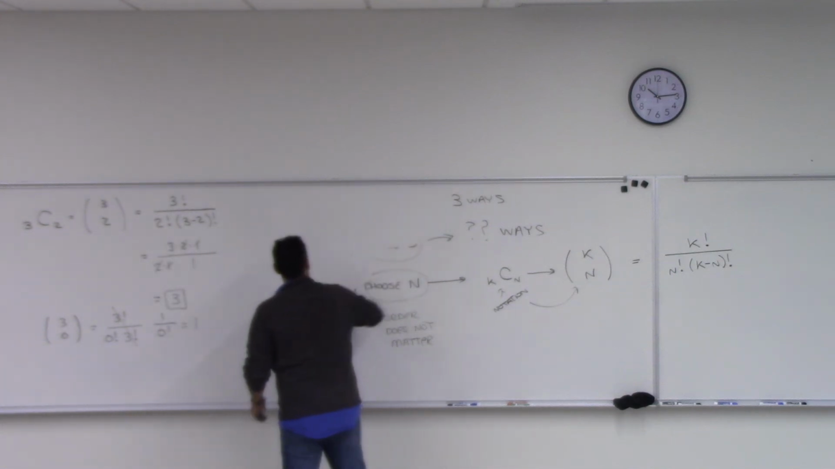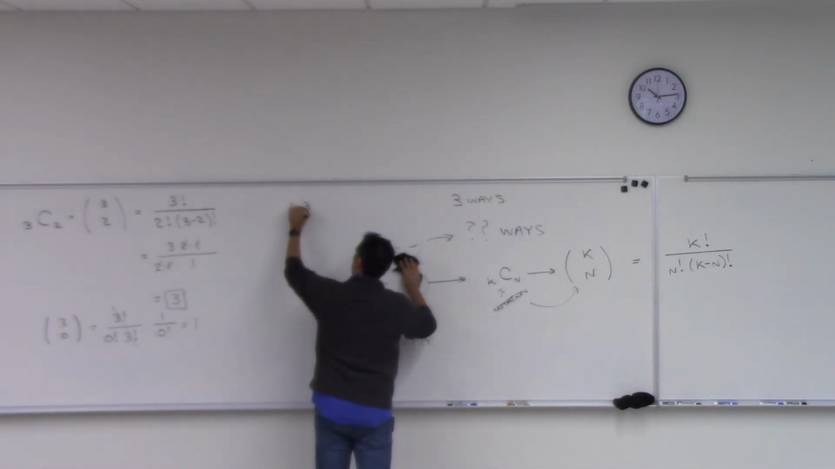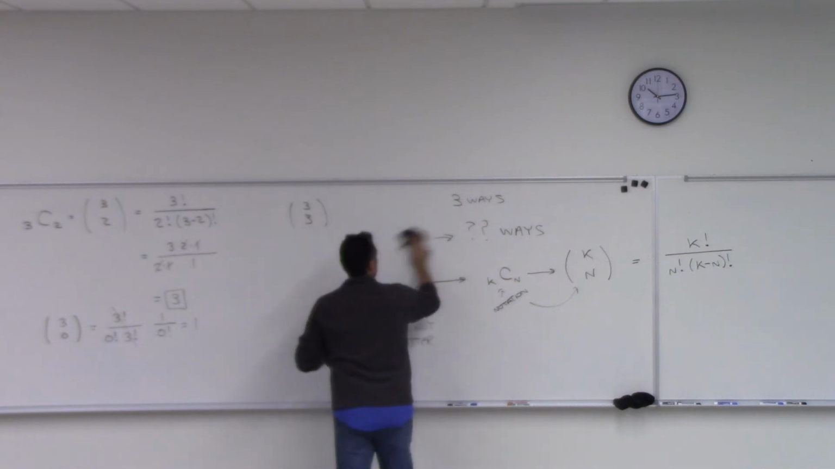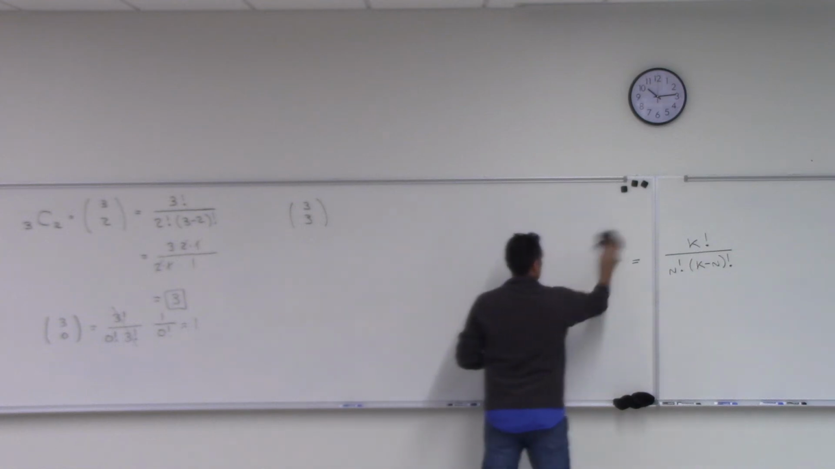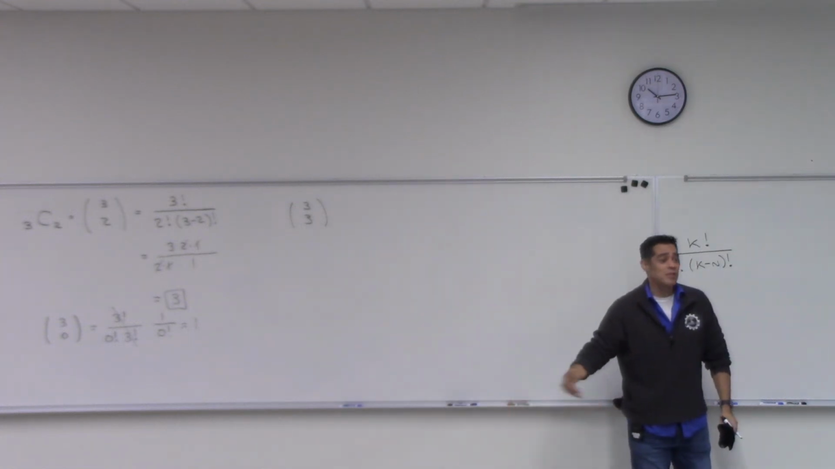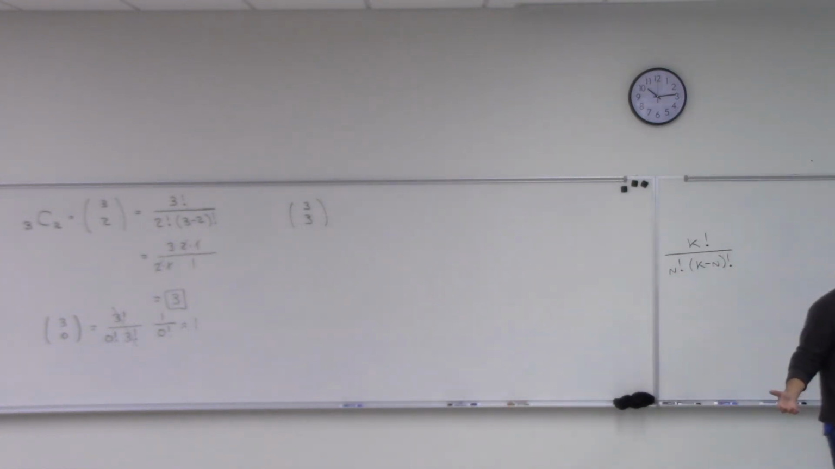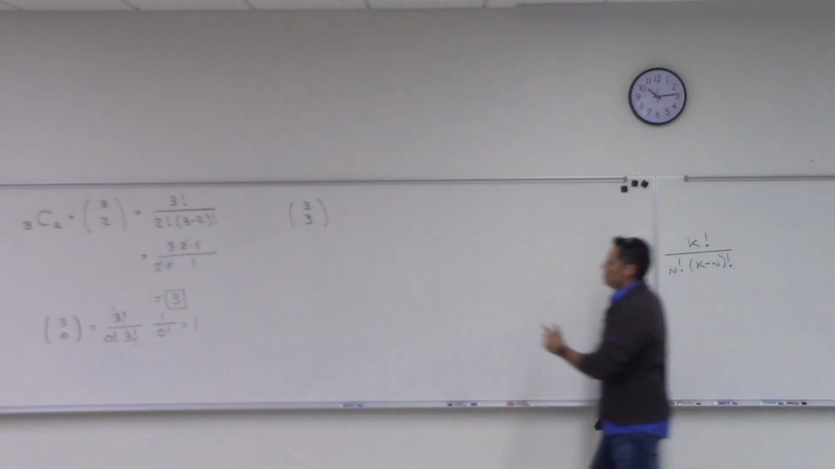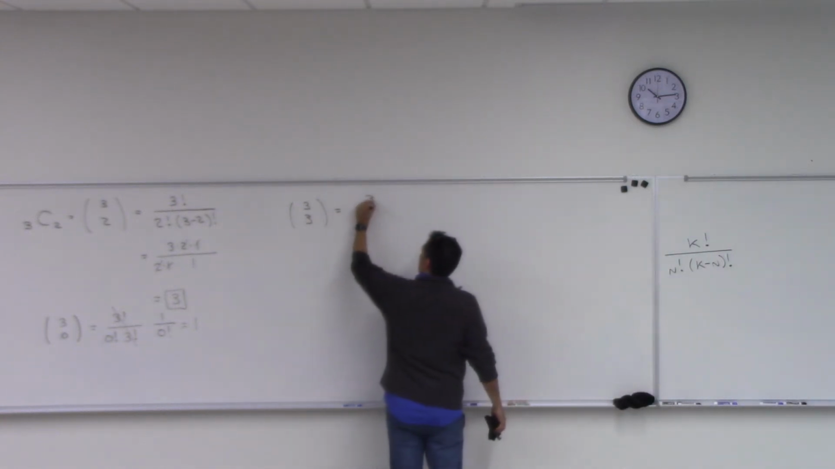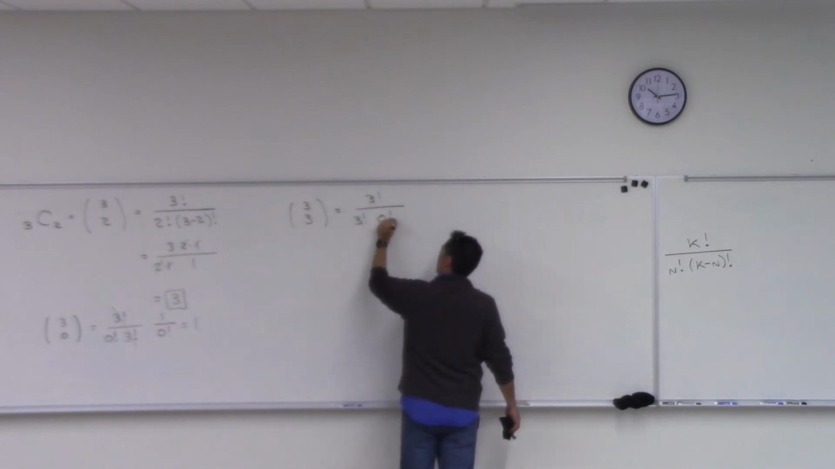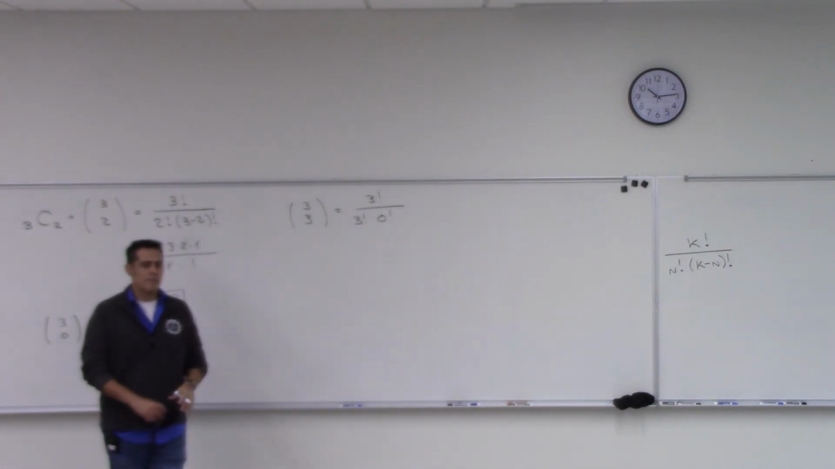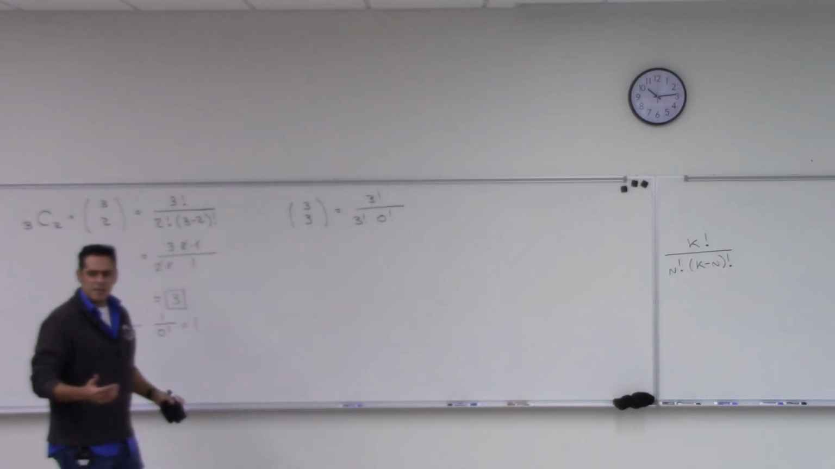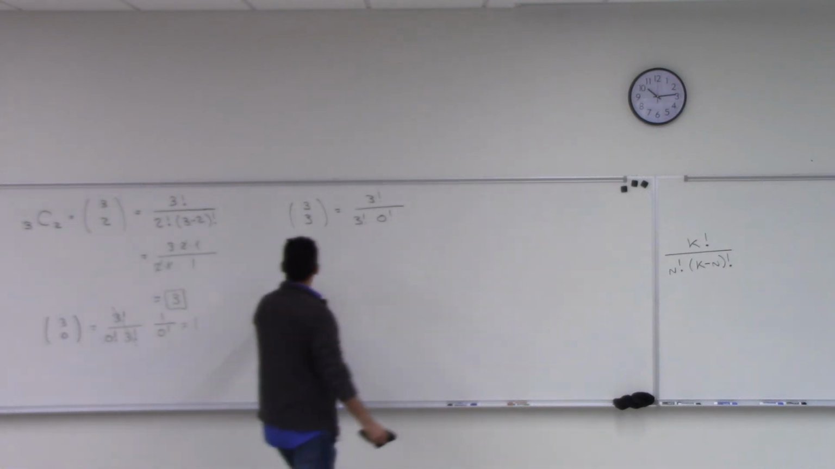Let's keep going. How many ways can you do 3 objects, choose 3 of them? So you have 3 objects in the bucket, and I want you to take out 3. How many ways can you do that? One. Just one way. Let's just confirm it. 3 factorial over 3 factorial, and then 3 minus 3 is 0 factorial. And again, you get 1, right? This making sense?